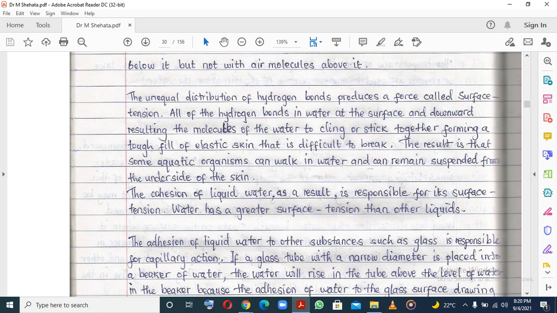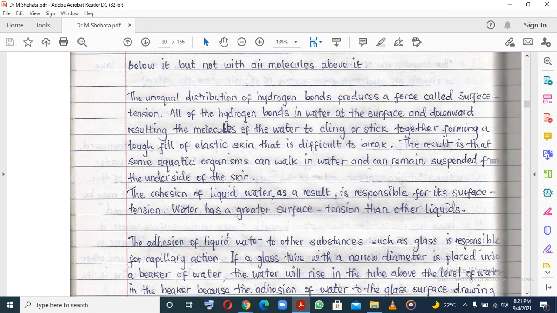sideways, right? But also for the water molecules, the water molecule on the surface is being pulled on the left, on the right, and also downwards. So as a result of this, there is that tenseness, and as a result, you'd find that some aquatic organisms, I'm sure we've seen some maybe on National Geographic Channel or Animal Planet, they will show some small insects which are able to walk on water, right?